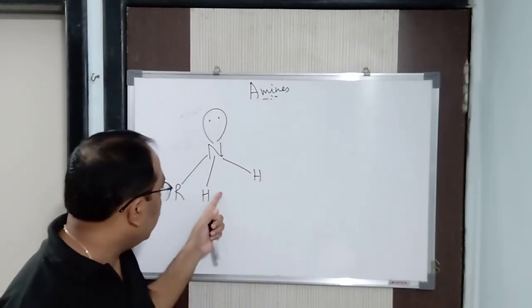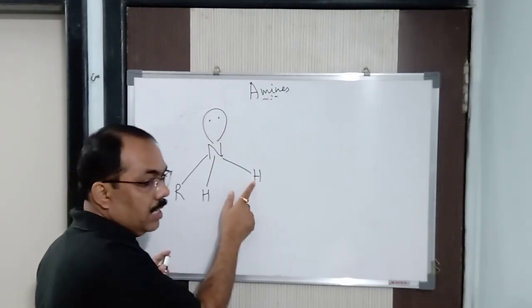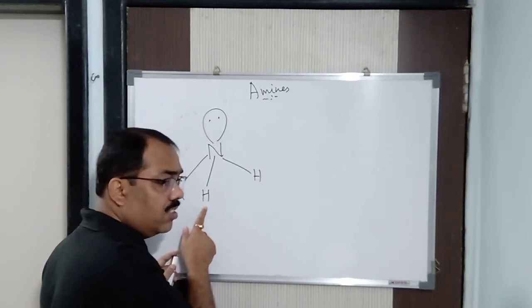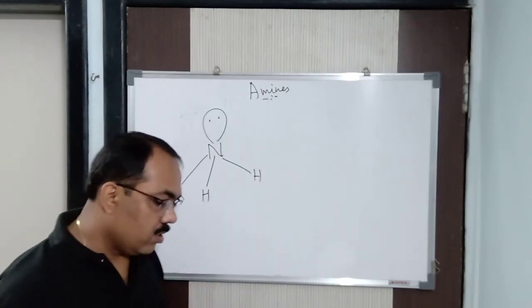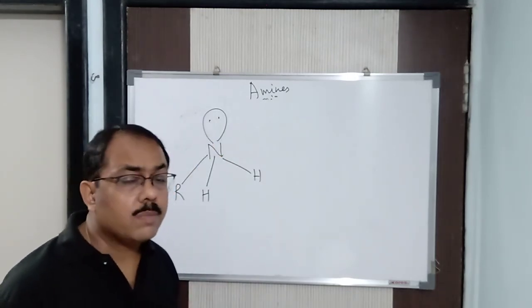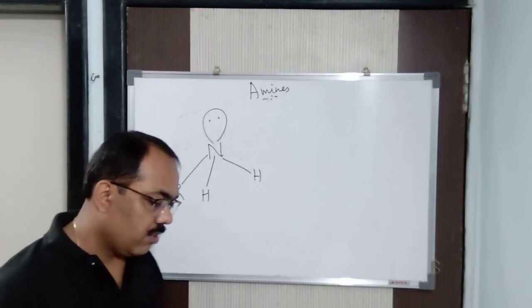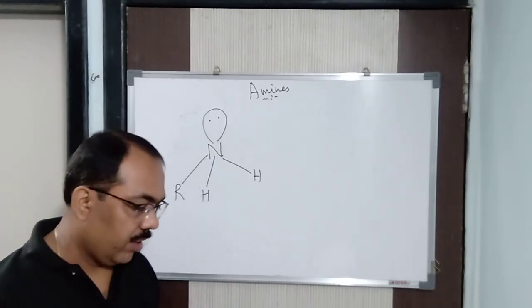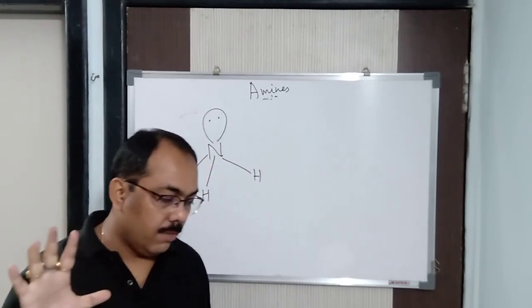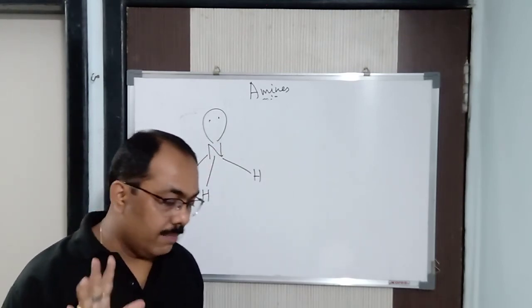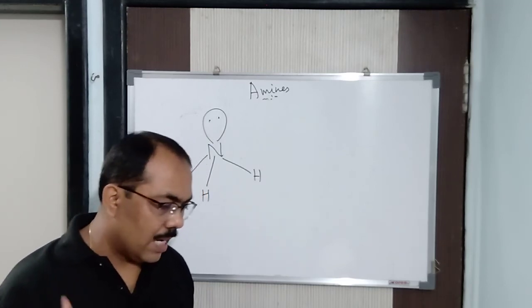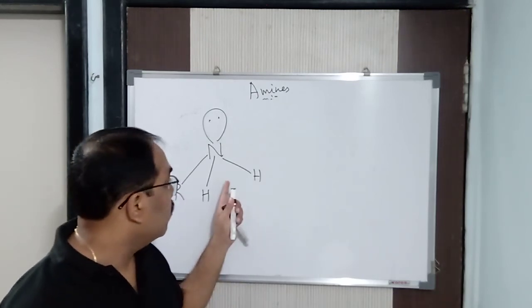So we can have primary amines. If this hydrogen is replaced by another alkyl group, it will be a secondary amine, and if this hydrogen is replaced by another alkyl group, it will be a tertiary amine. Alright, the nitrogen atom is in the sp3 hybridized state. But one thing you have to remember: due to lone pair bond pair repulsion, the bond angle in 1 degree and 2 degree amines decreases from 109 degree 28 minutes. Now this is your 1 degree amine.